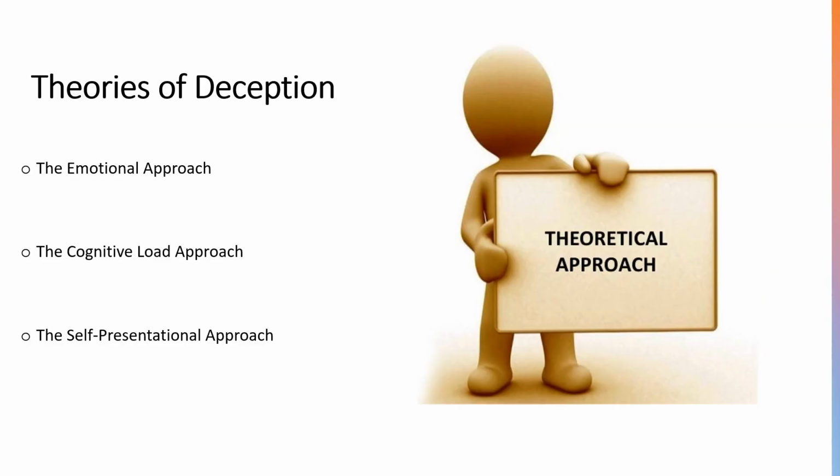Now, so why do people lie? That's the big question, isn't it? Well, researchers have come up with three main theories to explain it. First, we have the emotional approach, which says that lying stirs up emotions like guilt or fear. And then we have the cognitive load approach, which says that lying is hard work, it's mentally exhausting. And finally, we have the self-presentational approach, which is about liars trying to look honest, but sometimes they try too hard and give themselves away. And each of these theories gives us clues about how to catch a lie. So let's break them down one by one.